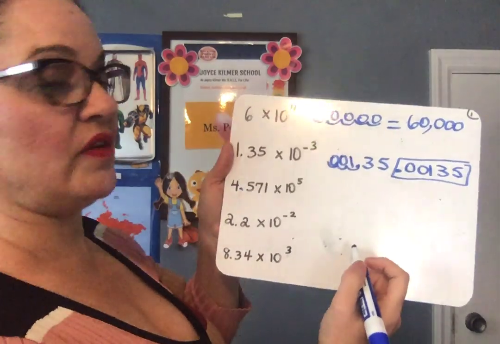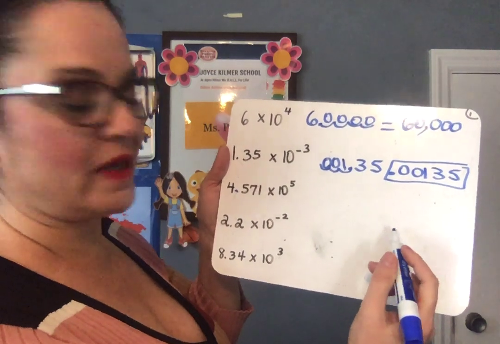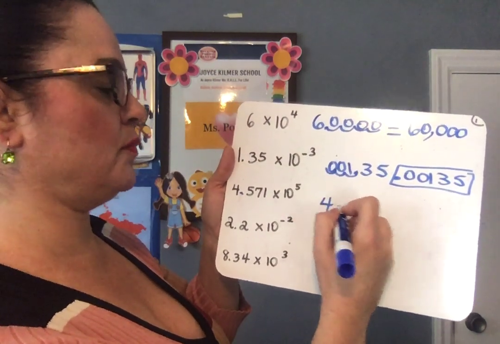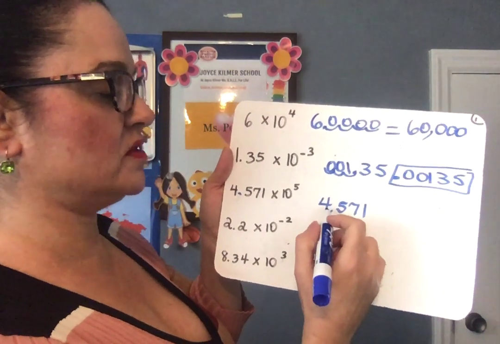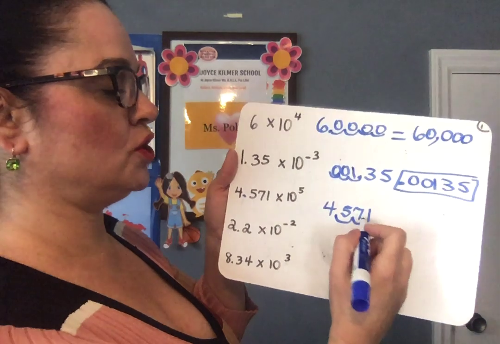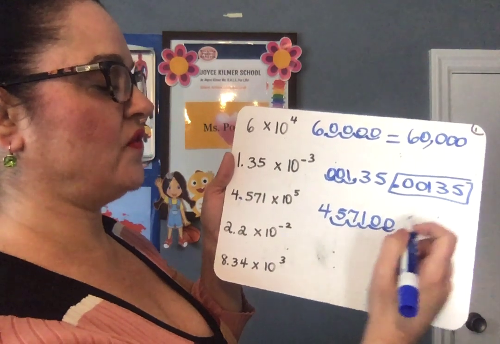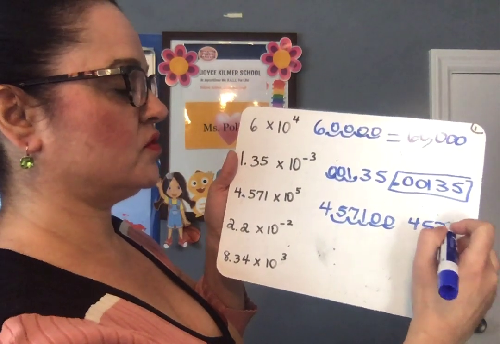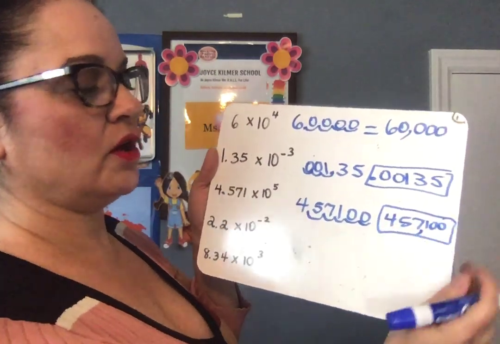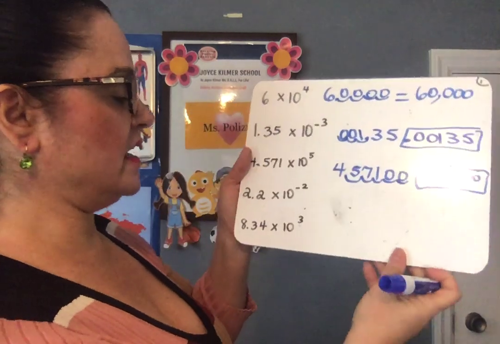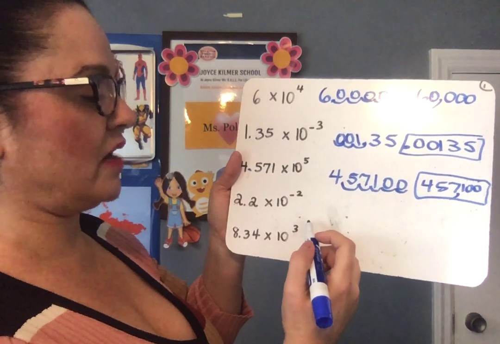There we go. The next one is 4.571 times 10 to the 5th power. Because 5 is a positive exponent, we'll move 5 places right. So we'll write our number 4.571. Beginning at the decimal point, let's go 5 spaces to the right. 1, 2, 3, I have to add a 0, 4, another 0, 5. And our number, let's write this down, becomes 457,100, okay?